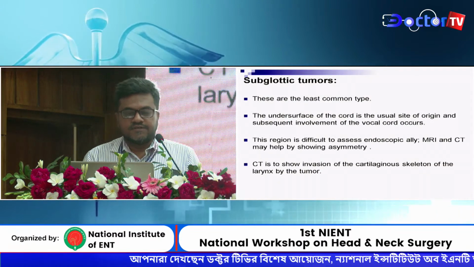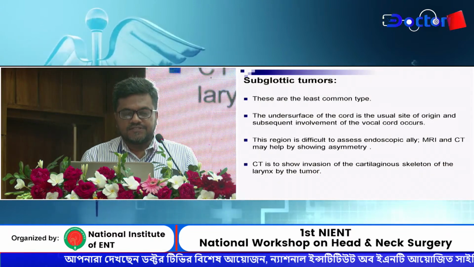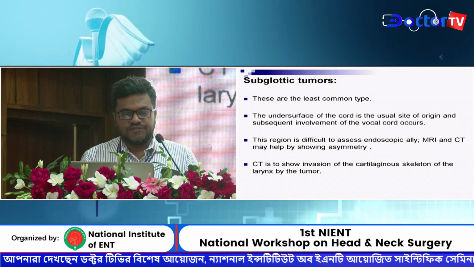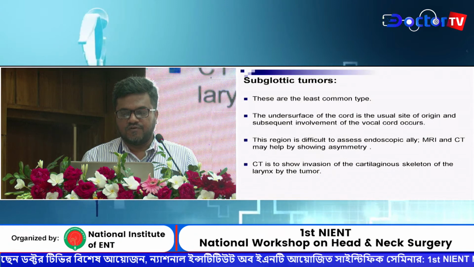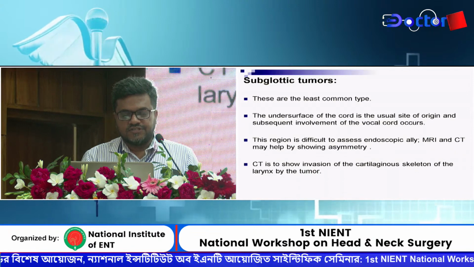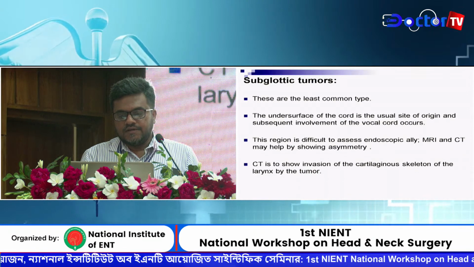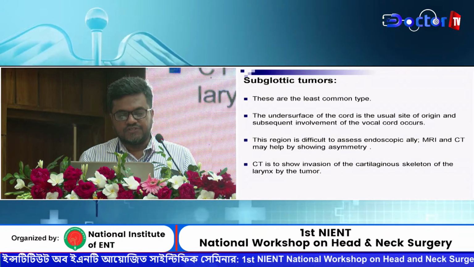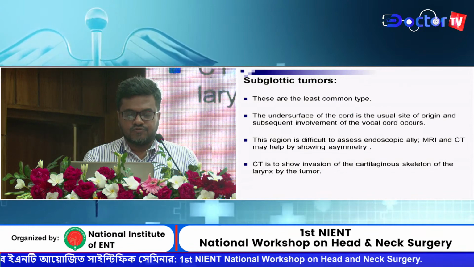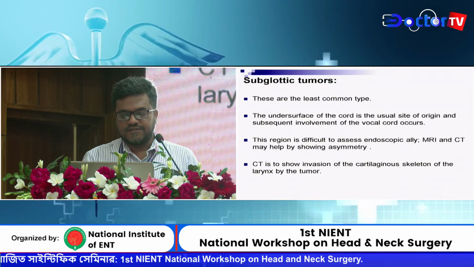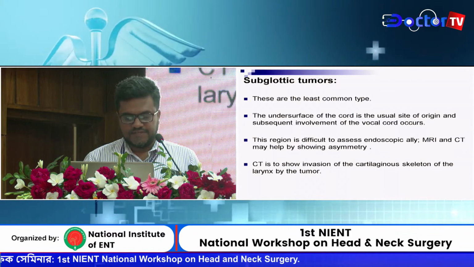Subglottic tumors are the least common type. The undersurface of the cord is the usual site of origin, and subsequent involvement of the vocal cord occurs. This region is difficult to assess endoscopically. MRI and CT may help by showing asymmetry. CT is used to show invasion of the cartilaginous skeleton of the larynx by the tumor.